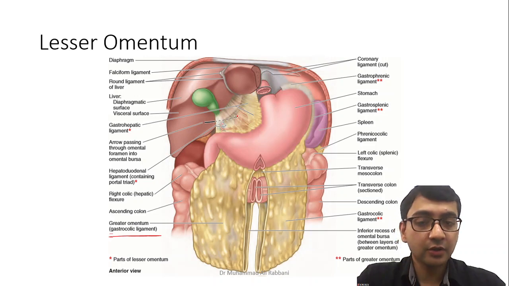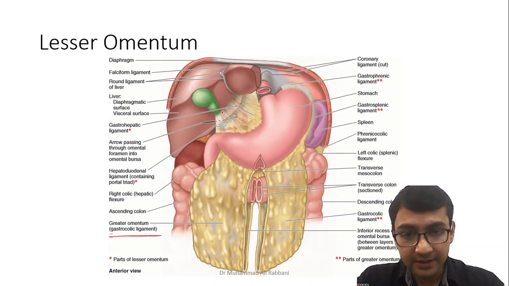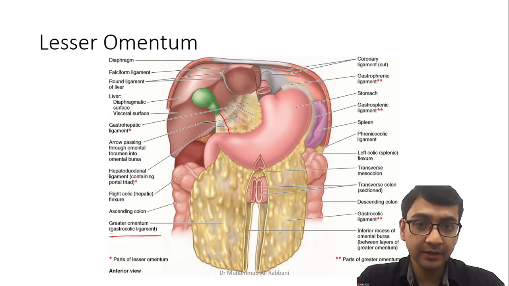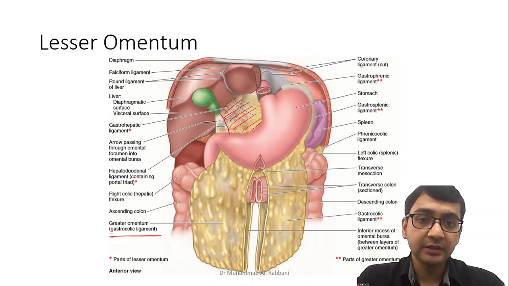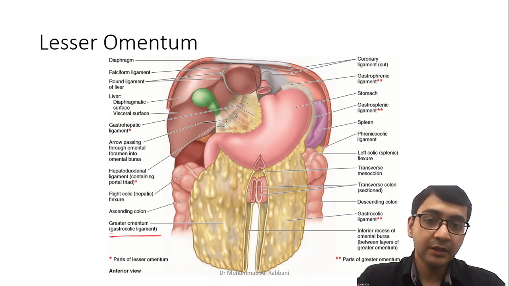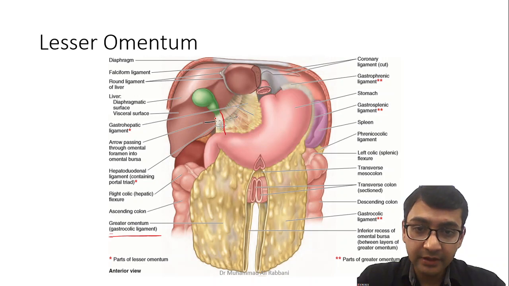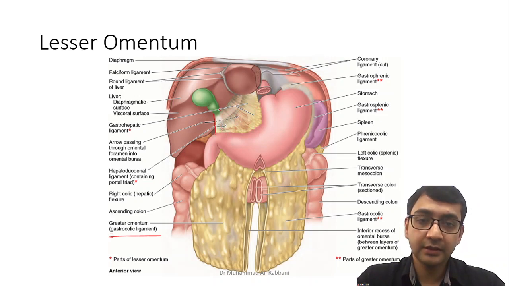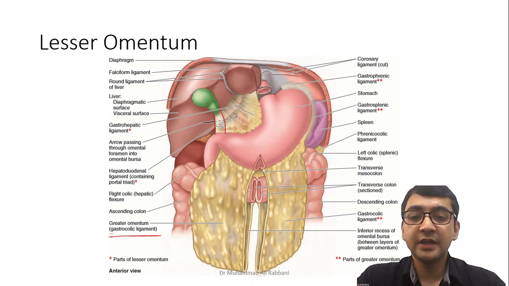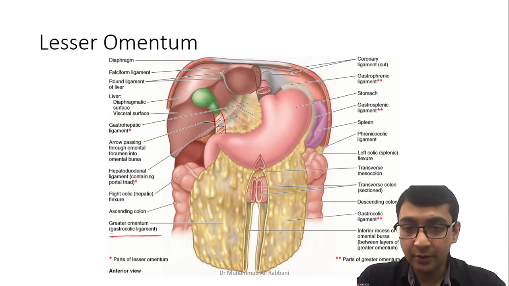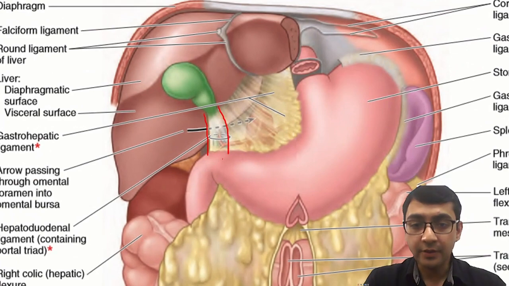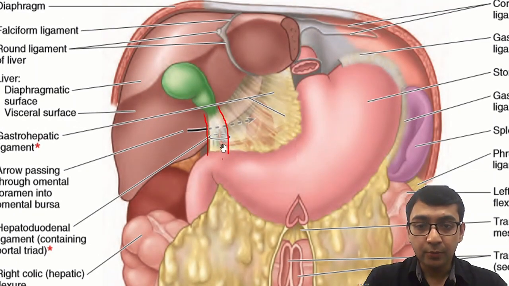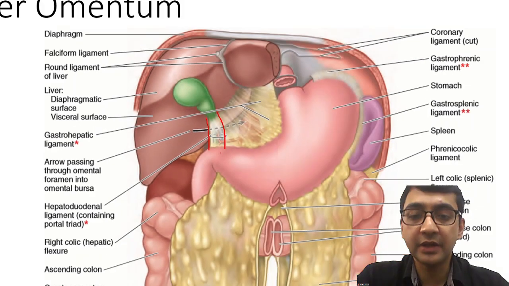This lesser omentum, we saw that it can be further named depending upon its attachment. The part that is between the liver and the stomach only, the part that is here, is known as the hepatogastric ligament. The part that is between the liver and the duodenum only may be known as the hepatoduodenal ligament. Here you can see the hepatoduodenal ligament; it contains the hepatic artery, portal vein and biliary duct.